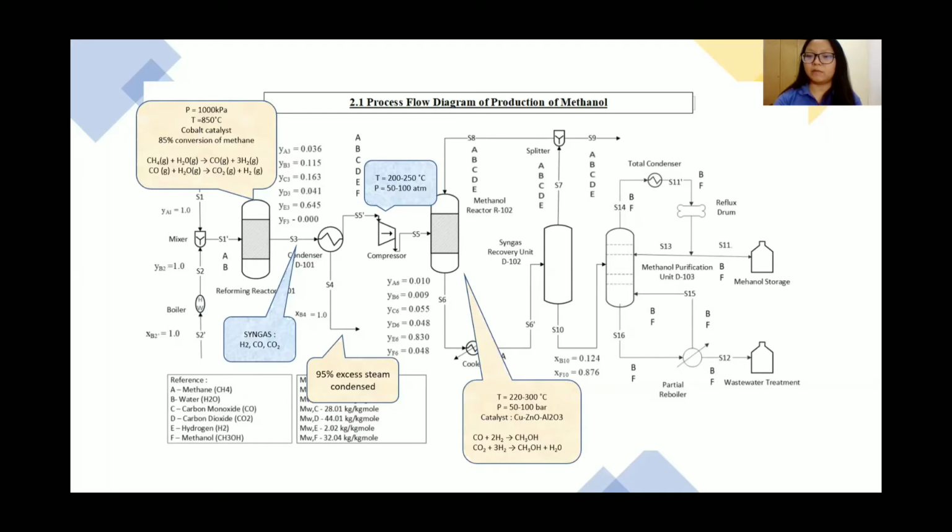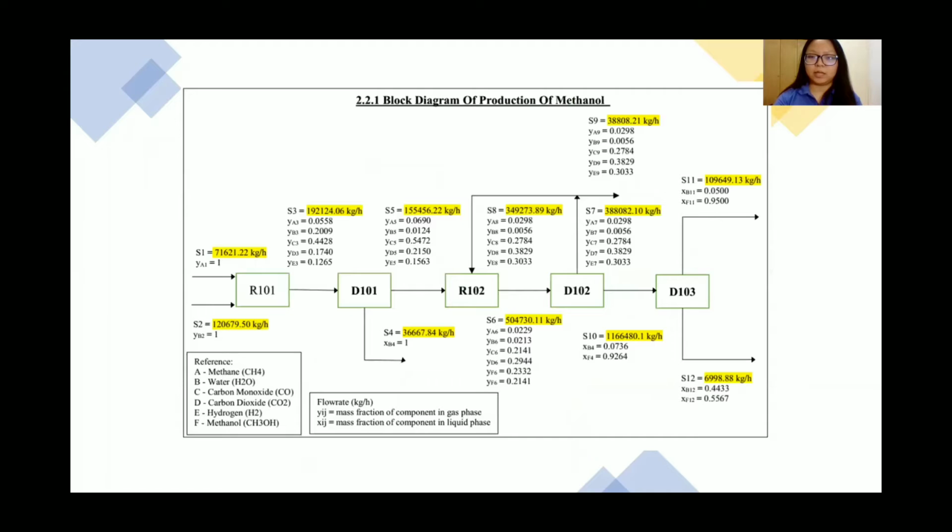In the syngas recovery unit, unreacted syngas is recovered as overhead product and 90% of the stream is recycled, while the bottom product yields methanol and water. The methanol is further purified in the methanol purification unit at a pressure between 2 to 4 bar to finally obtain 95% purity of methanol.